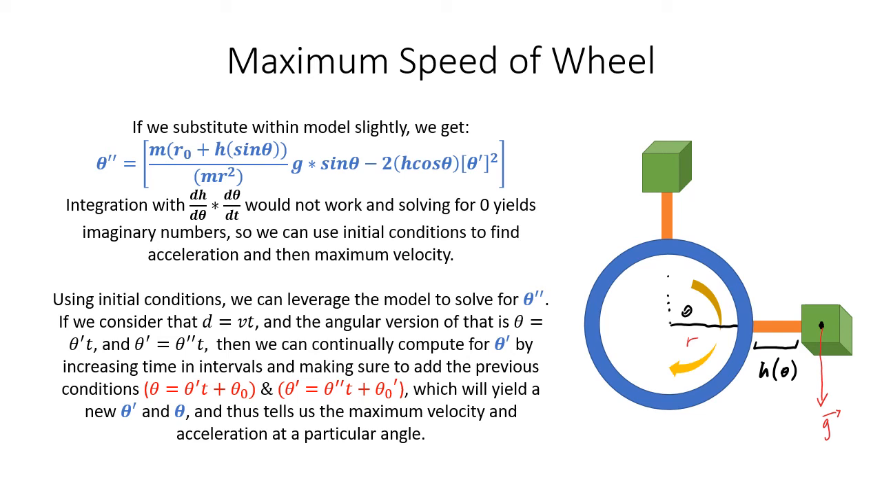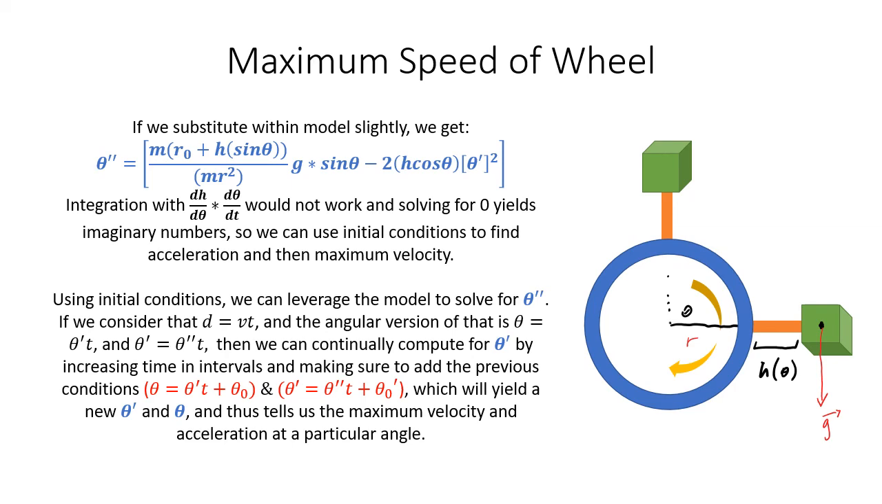If we consider that distance equals velocity times time, and the angular version of that is theta equals theta prime times time, and theta prime equals theta double prime times time, then we can continually compute for theta prime by increasing time in intervals and making sure to add the previous conditions using the equations you see here in red, which will yield a new theta prime and theta, and thus tells us the maximum velocity and acceleration at a particular angle.